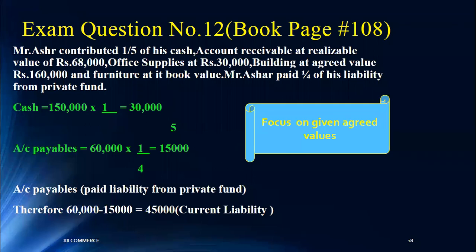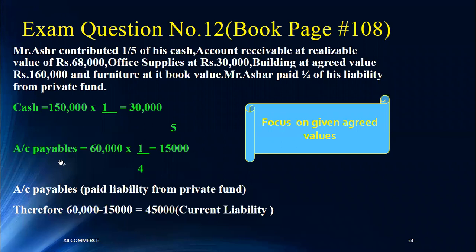Yes, in this question, we were focusing on the agreed value, realizable values. Cash is given and we are applying the value of the cash which is given in the question. Then we are applying fraction 1/5. It is 1/5. Then the answer will be 30,000.